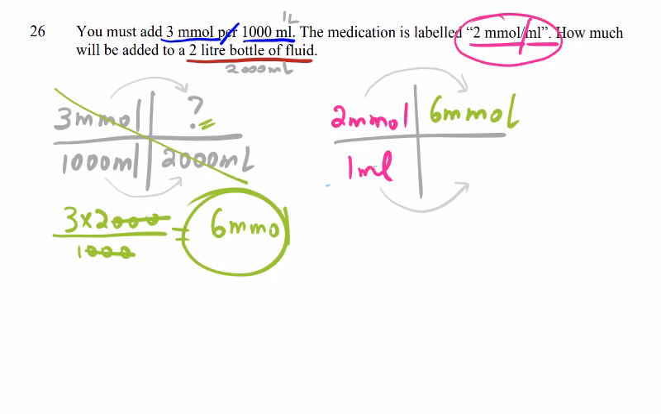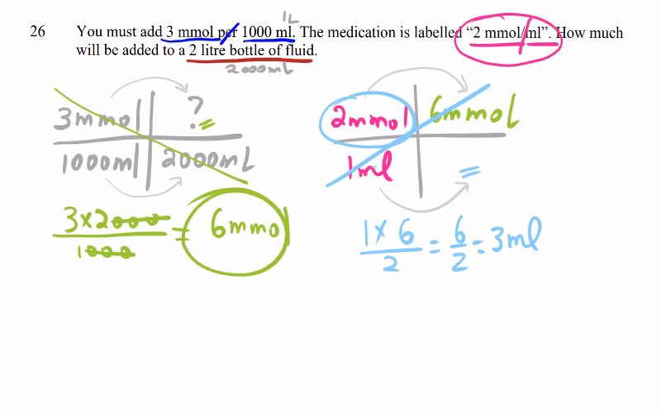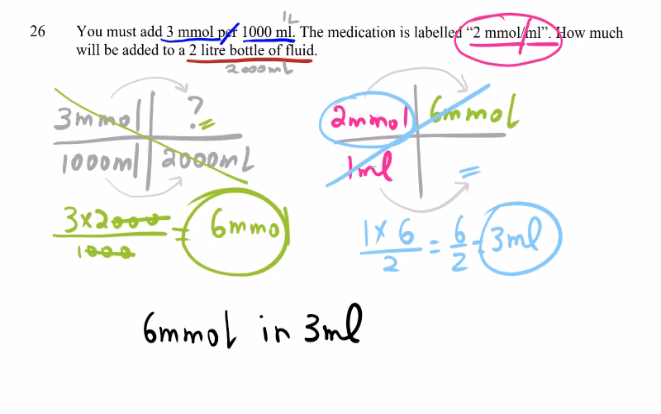But we can do the full calculation, multiplying the main diagonal, 1 times 6 divided by 2. And that gives us 3. Looking at the unit, 3 mils. So what's going to happen for our final answer is that we need 6 millimole. We will have 6 millimole in that volume of 3 mils of stock solution, and this is going to be added to the 2-liter bottle of fluid.